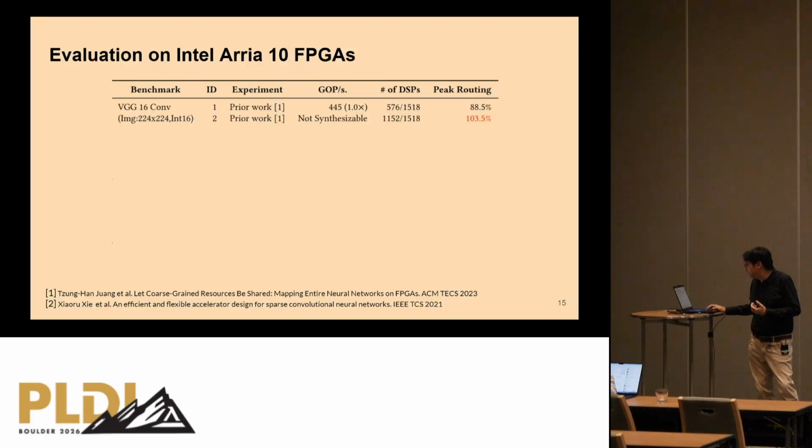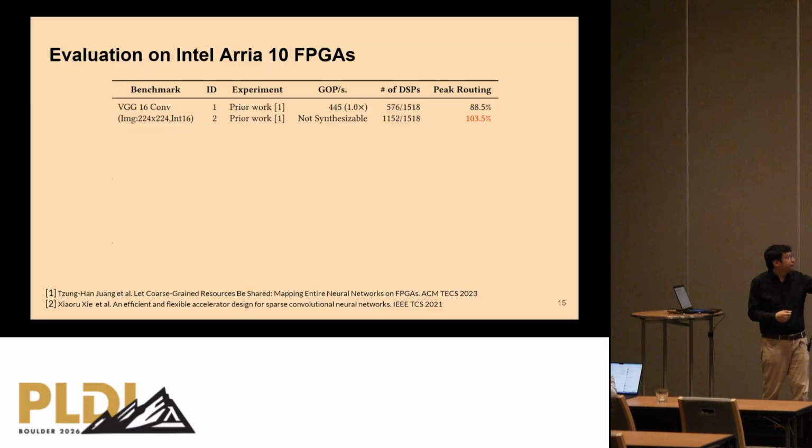So we first show you the previous work. In previous work, they use net-based sharing and use function code. They have the convolutional VGG16, and they synthesize it with a certain amount of DSP. DSP is the number of parallel multiplications we can allow, GOPS is the performance number, and peak routing is the maximum routing congestion inside a chip.